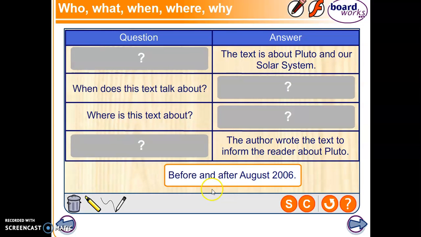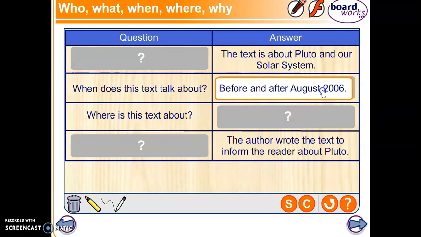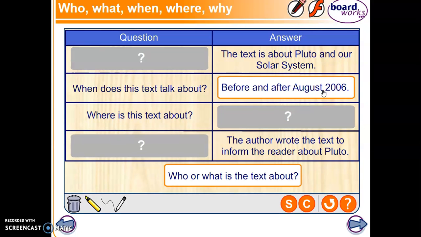First one, before and after August. Now, this would be an answer, right? Because it's not in the form of a question. So, before and after August, they give a date, and that is when. The question is, who or what is the text about? Well, which answer would this match with? Now, it wouldn't be the author wrote the text to inform the reader. That is why. This is about who. Who or what? So what is Pluto and our solar system?